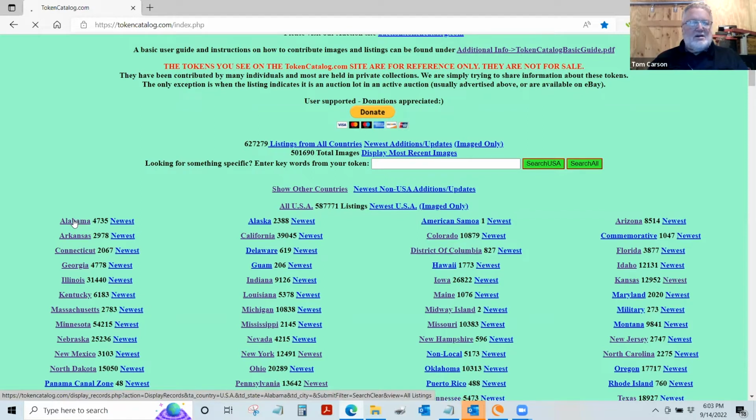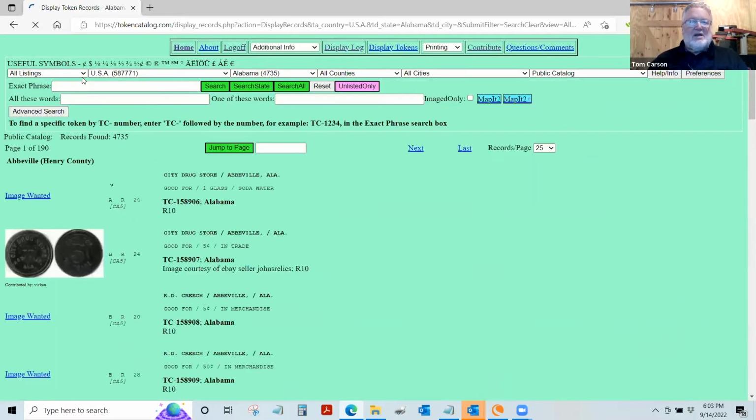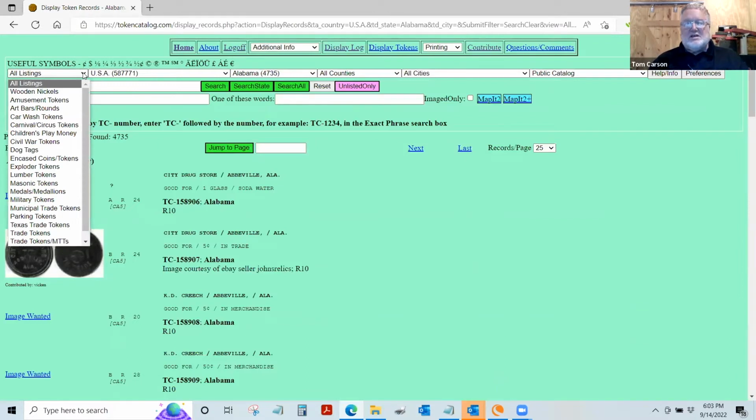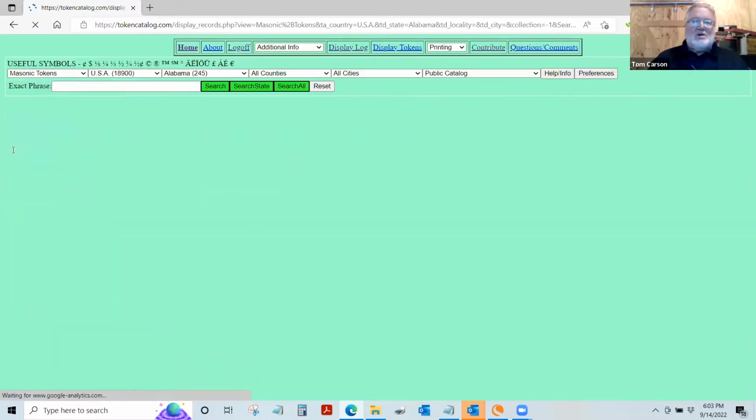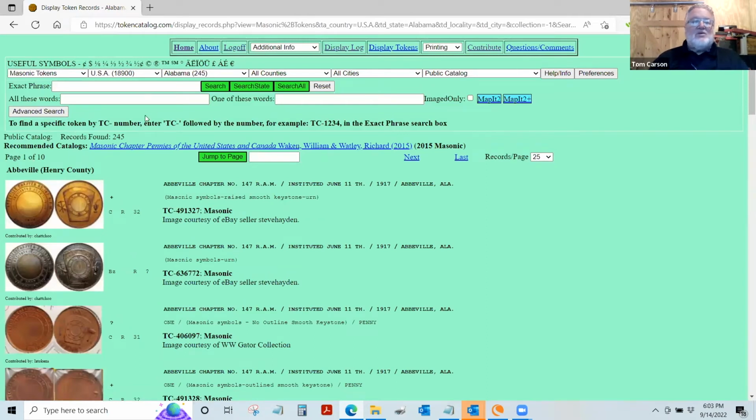Up here on all listings, when you get into it, you can come down and choose Masonic tokens. And from now on, all we're going to deal with is Masonic tokens. It's broken into categories, so you can find carnival and circus tokens or parking tokens, but I'm going to the Masonic. And by the way, there are right now 18,900 US Masonic listings, and we're adding maybe 100 a week.